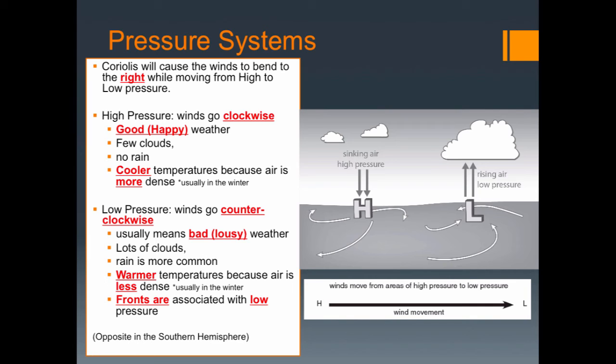So if I ever show you a picture of a map and you see that there's a low pressure system somewhere, you can bet that there are going to be fronts that you could draw in associated with that area. Okay, so in the southern hemisphere, again, everything is opposite. Low pressure moves clockwise and high pressure moves counterclockwise. So high pressure, happy, cool, clear weather. Low pressure, lousy, warm, rainy, dreary weather.